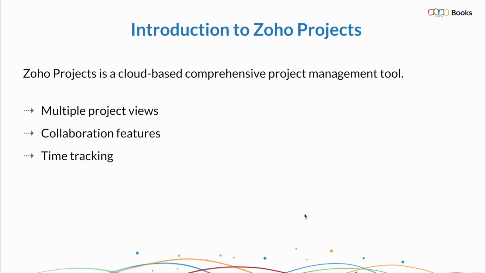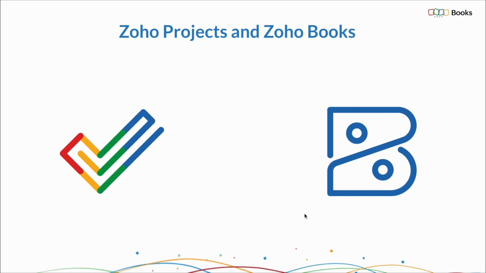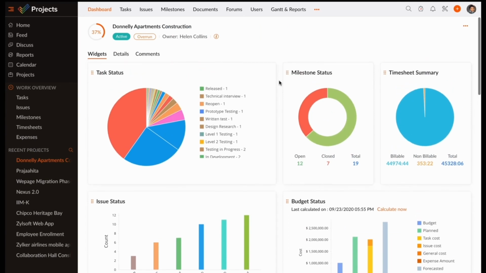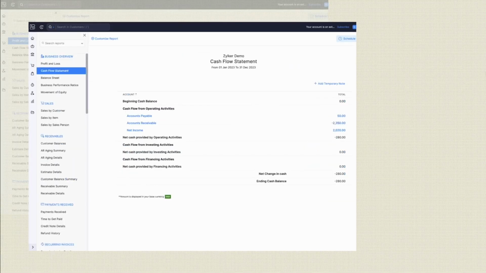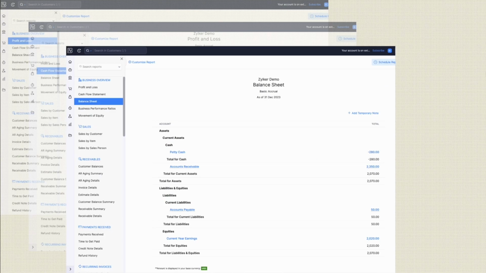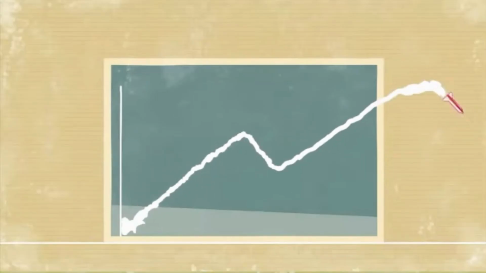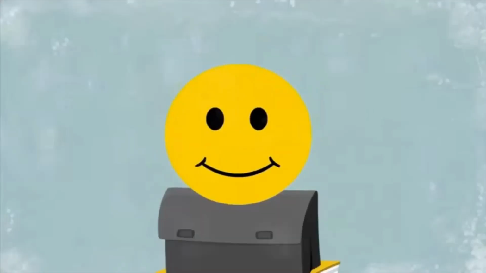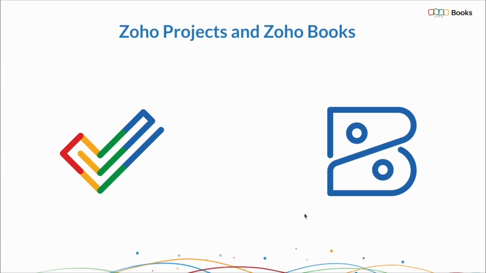Now let's discuss a few benefits of integrating Zoho Projects with Zoho Books. Zoho is a suite of web applications that businesses use to manage various aspects of their operations. Zoho Projects is essential for project management, and it allows businesses to track project progress. On the other hand, Zoho Books captures accounting-related data such as income, expenses, and taxes, and it helps businesses stay on top of their financial health.